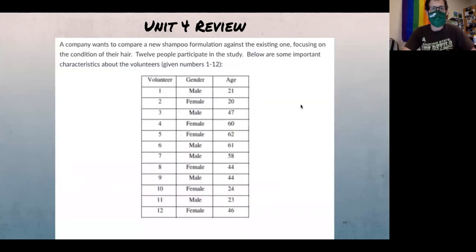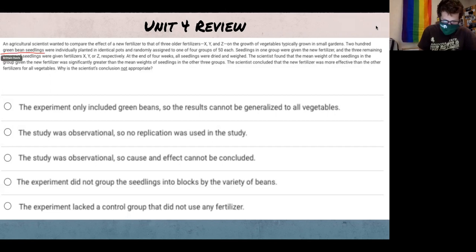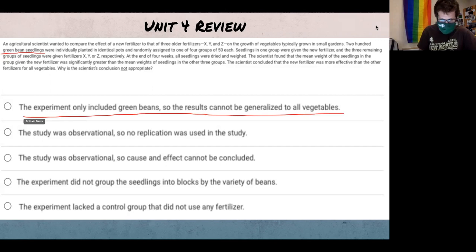All right, let's see. Oh, look at this. We only have one more question, and we're going to call that good. So this experiment, the way it was set up, I'm just going to jump to the answer. It was a group of green bean seedlings, and this experiment only included green beans, so it cannot be generalized to all vegetables. So that's basically it. I'm not going to go through all the reasons why.